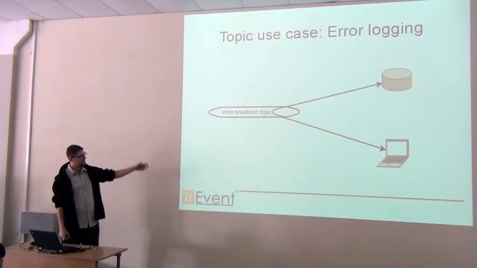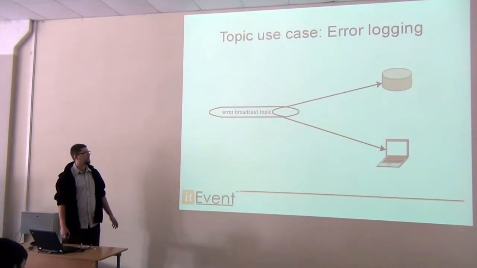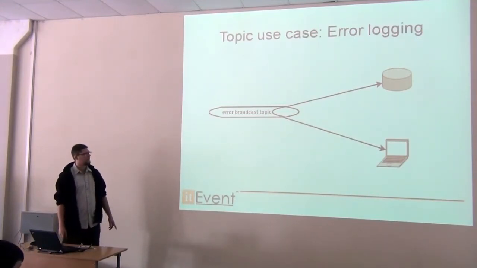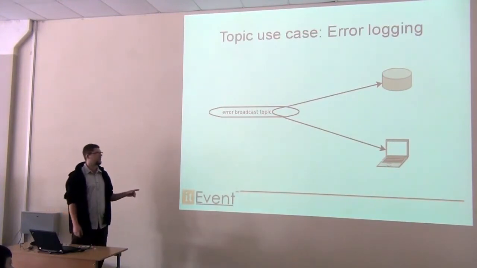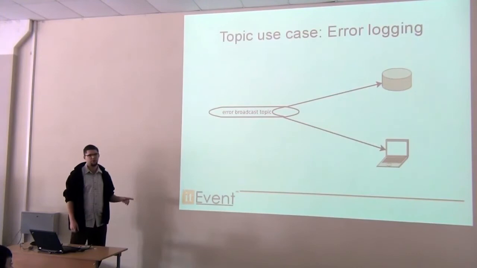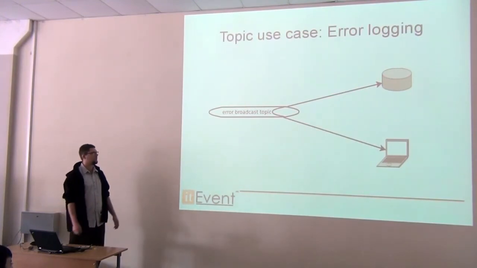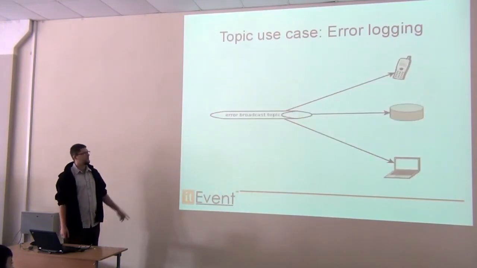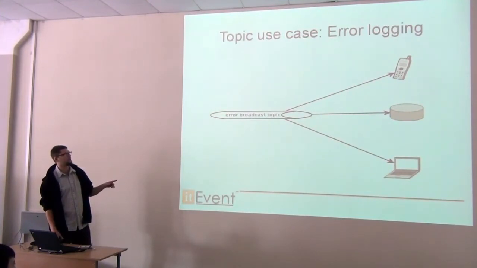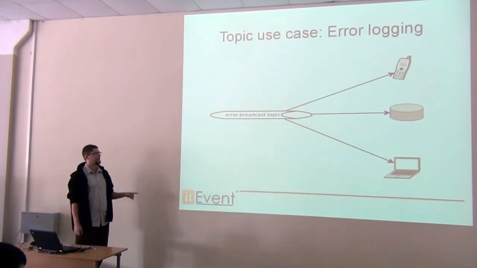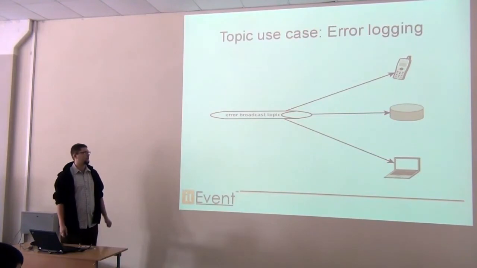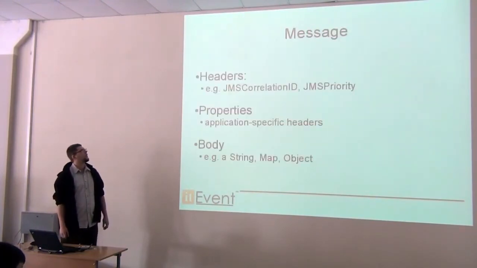On the other side, you just connect the error listeners to the topic, and they all receive the messages. This is probably the case when we would like to use durable subscribers, because we want to have all the errors written to some storage, and probably all the emails sent. Another benefit of this solution is that you can very easily add another error listener. You just connect it to the topic and it works.